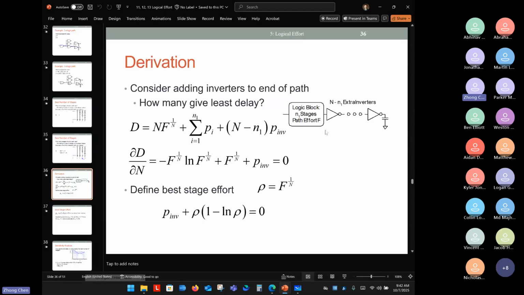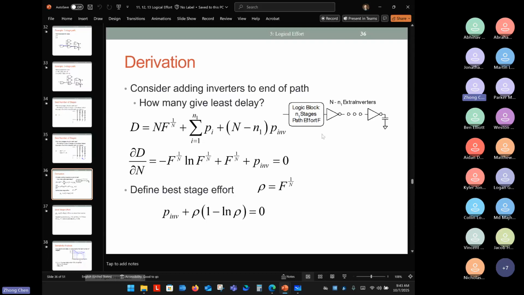So this is the more generalized case. For example, I have an n1-stage design with a load here, and I know the input capacitance as well. For this case, what is the best number of stages I should design so that I can achieve the best delay time? I can insert one inverter to become n1 plus one stages, insert another inverter to become n1 plus two, or insert capital N minus n1 stages so that the total number of stages is equal to N. So that is the question.